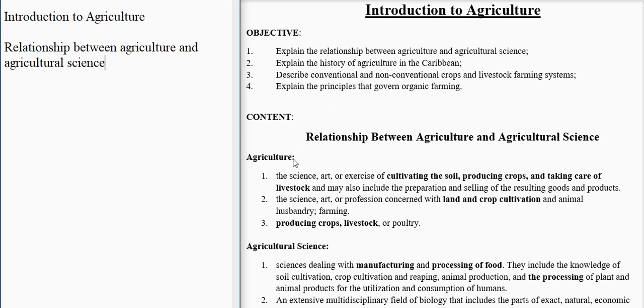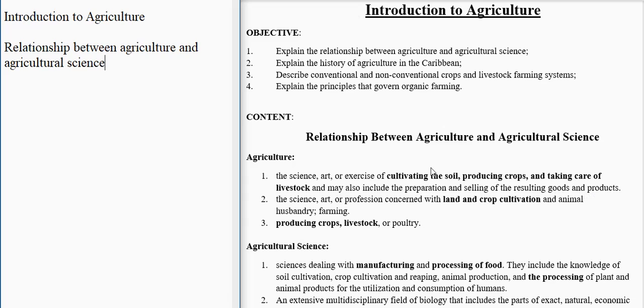Agriculture, as we may know, is basically the growing of crops and the rearing of animals. But if you want to get even deeper into the meaning, we can look at this definition here. It is the science and art or exercise of cultivating the soil, producing crops, and taking care of livestock, which is animals, and may also include the preparation and selling of the resulting goods and products.